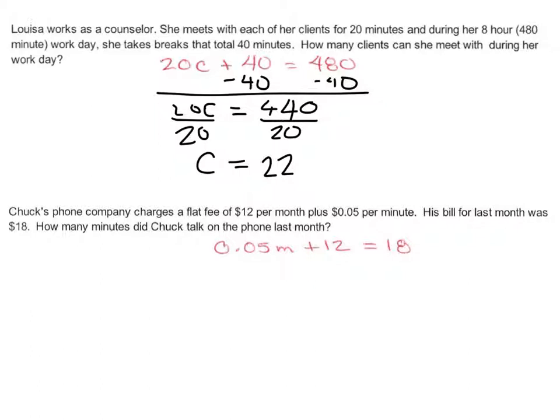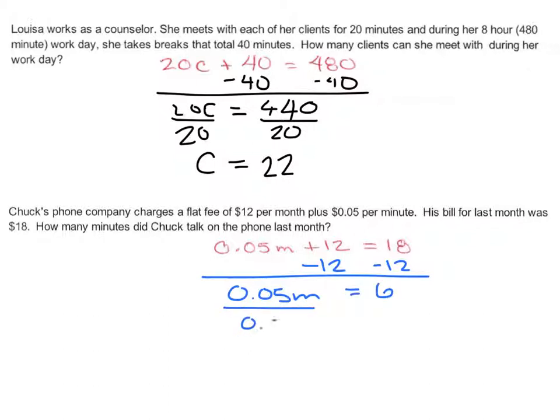So from here, first thing you're going to do is to isolate the m. So we are going to subtract 12 from both sides. And you end up with 0.05 m is equal to 6. Divide both sides by 0.05. And m ends up being 120 minutes. So this means that Chuck, last month, he was on the phone for 120 minutes.